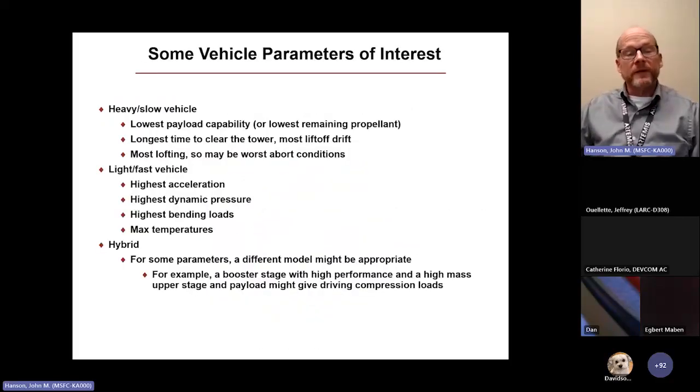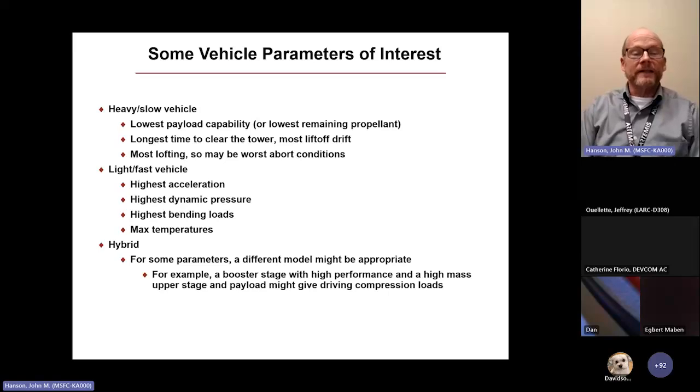So what we do is we try to model the different types of vehicle early on based on these uncertainties that will have the types of behavior that we're looking for. So we might want a model of a sluggish vehicle and a model of a sporty vehicle, for example. So this heavy slow vehicle model, that's the sluggish one, might have the worst payload capability, or if you have a fixed payload, it might have the lowest remaining propellant. It might take the longest time to clear the tower on liftoff, so the winds might blow it with the most liftoff drift. You might get the worst plume loads on the launch tower.